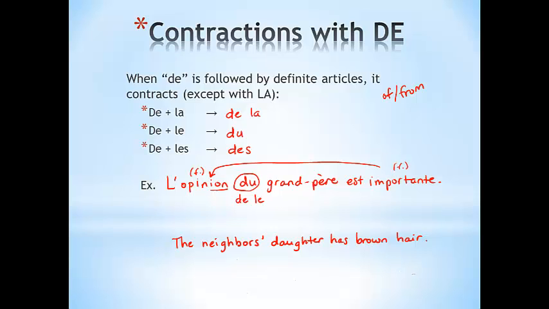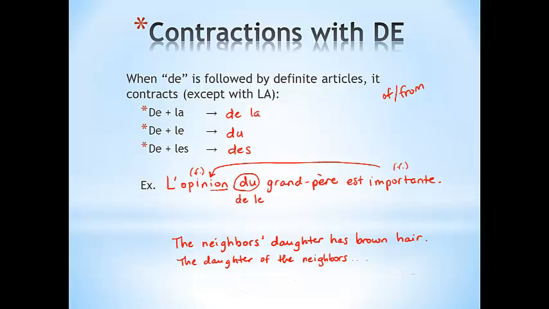I'm sure you probably don't have anything yet, so if you don't, pause the video, and when you're ready, hit play, and I'll explain it. So we need to use possession with de here, right? Because we have an apostrophe. So we need to say the daughter of the neighbors. Notice that this is plural, and then has brown hair.